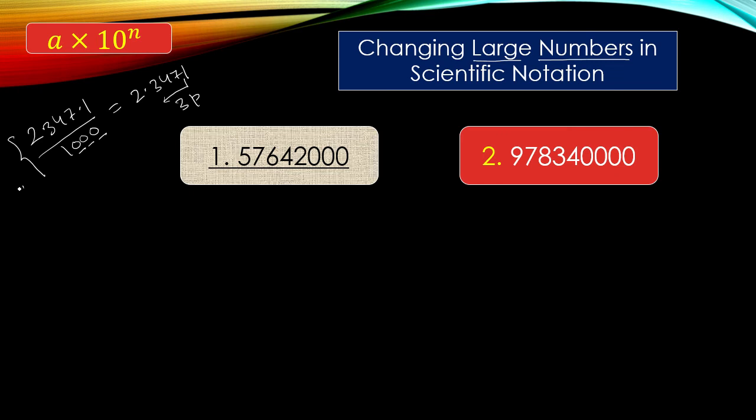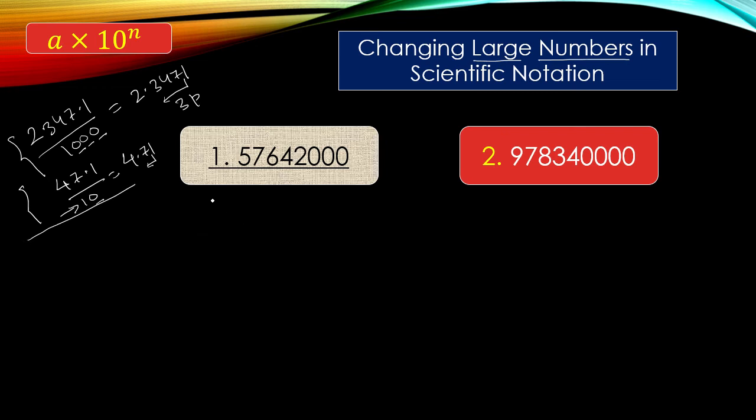Now we can see another example. If a number is 47.1 divided by 10, the result would be 4.71. Here the decimal is shifted towards the left side 1 place. So what is the key here? The number is divided by 10 and 10 contains only 1 zero. That's why the decimal is shifted towards the left side 1 place. So this is the concept that we have to use to change large numbers into scientific notation.